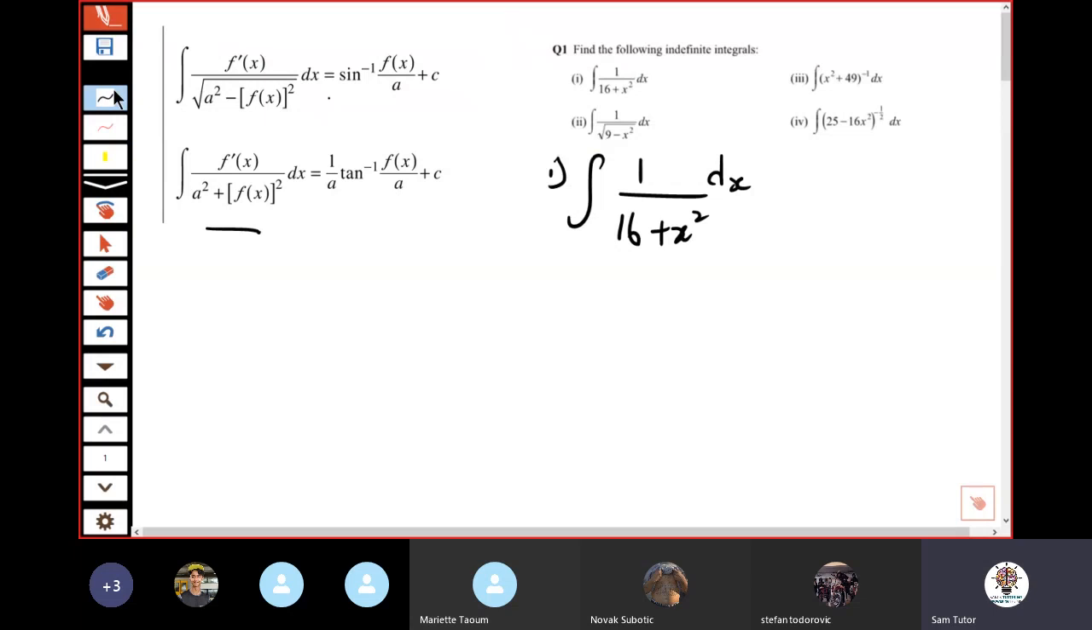If anything, the only other version that I don't mind writing is this, where this would be over a, and this is 1 on a plus c. So you could write that one. 1 on a squared plus x squared is 1 on a inverse tan x on a. 1 on square root a squared minus x squared is inverse sine x on a. I don't want to write f of x.